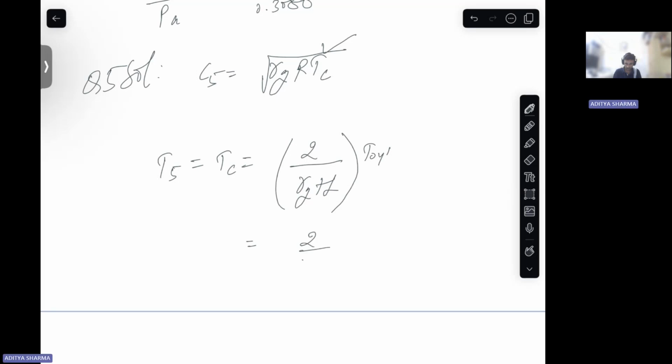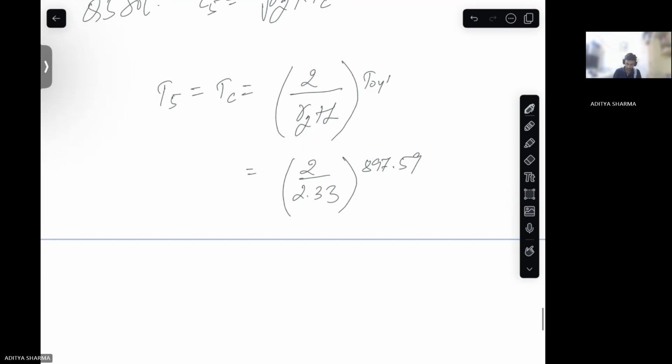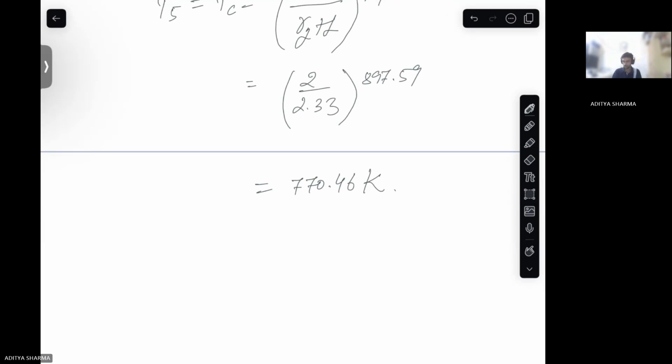So this is 3.2.33 and 1404 is 897.59. Now if you work this out, this will be 770.46 Kelvin. So this is your temperature T5.